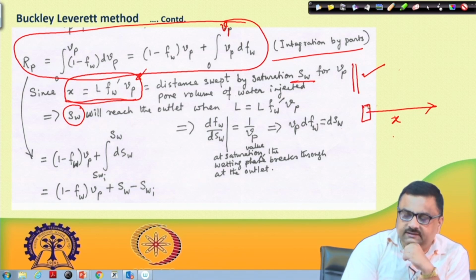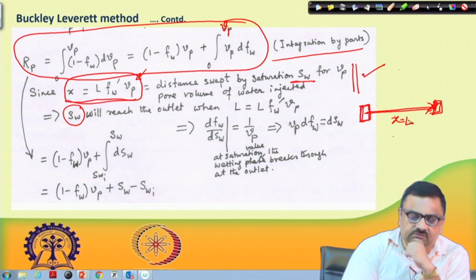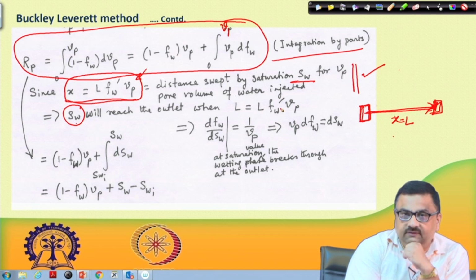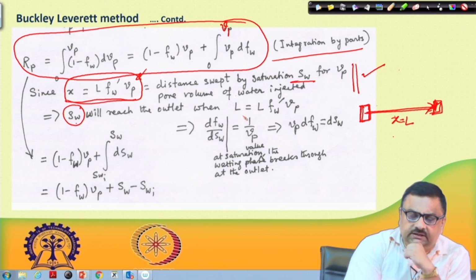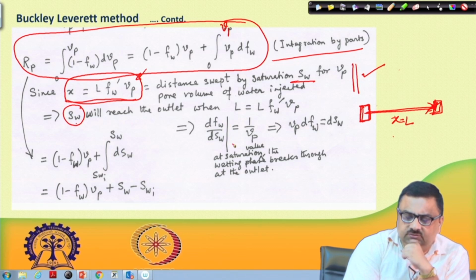Now we are interested to know when a particular saturation front will reach the outlet. When it reaches the outlet, x becomes equal to L. So L is equal to L Fw prime Vp. In that case, dFw/dSw at the saturation value when the wetting phase breaks through at the outlet is equal to 1 by Vp, because the L and L cancel out. So basically Fw prime is 1 by Vp.